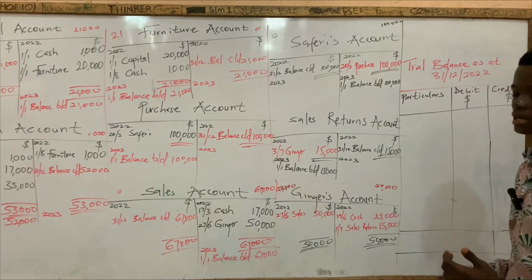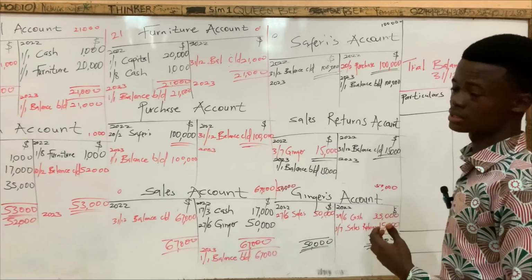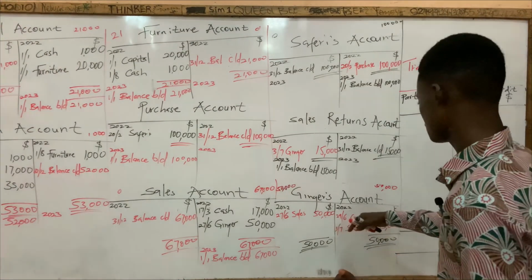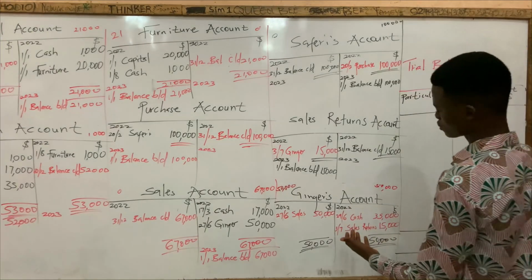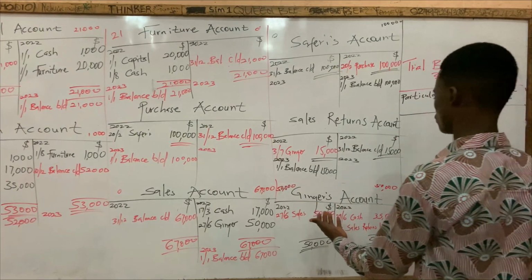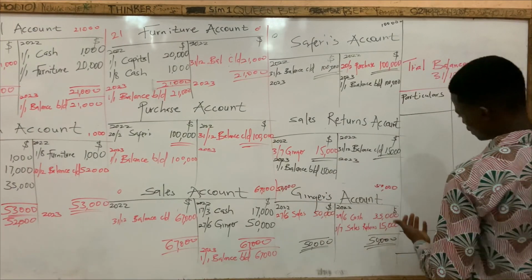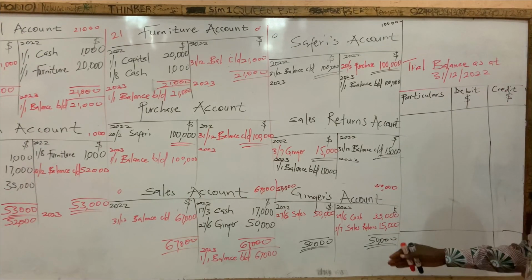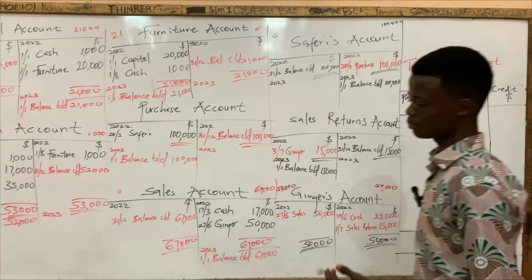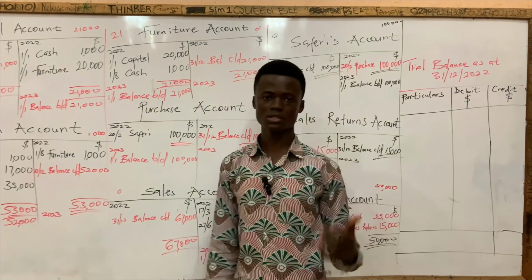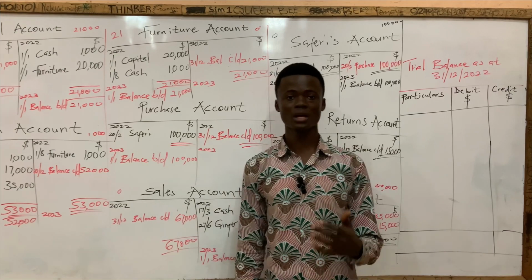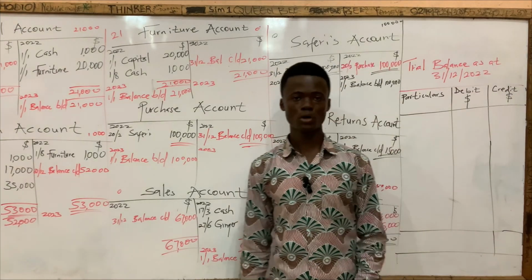So when an account does not have a balance, it will not appear in the trial balance. So an account like Ginger's account, which automatically balanced, or in which the total debit entries automatically equal the total credit entries, will not appear in the trial balance because it does not have a balance. A trial balance, as we said earlier, is a list of account balances extracted from the ledgers that's used to prove the arithmetical accuracy of the bookkeeping.